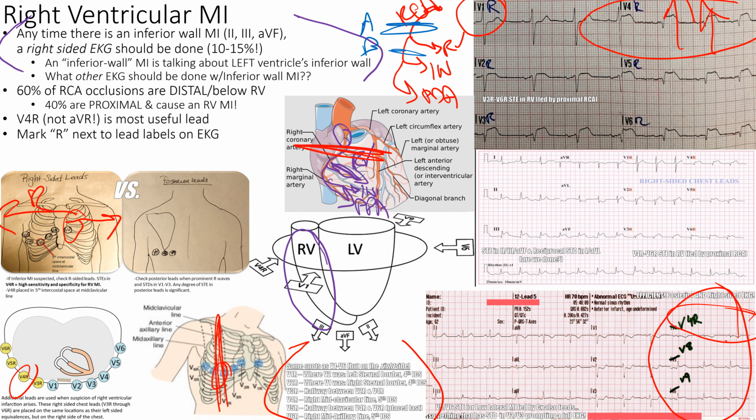Okay, so V4R, not aVR. aVR, remember I told you was useless, except for when it's not, which we'll discuss in the next couple slides. But we're looking usually at everything else except for aVR. And V4R, you're not going to find on your standard 12 lead. You have to just move the lead over, and you can get a V4R or a right-sided EKG. When you print it out, you'll get to write the letter R next to it. Okay, so that's the idea behind a right ventricular MI.